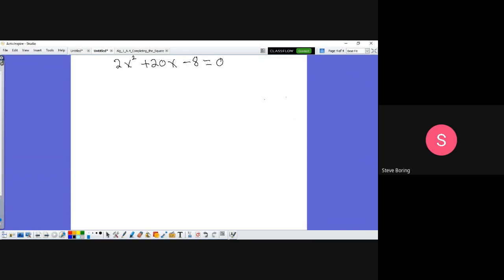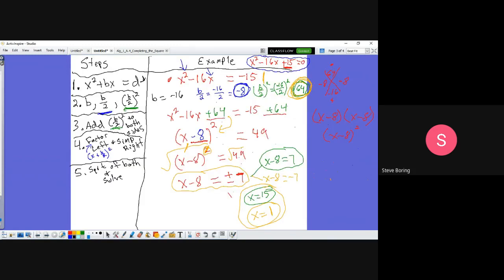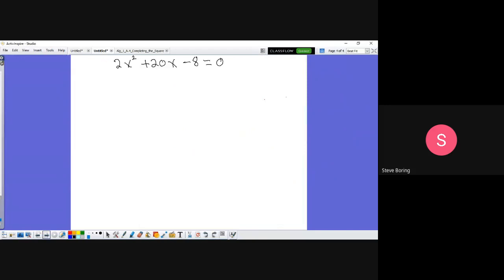And I'll flip back and forth here. So step 1, right there. We're going to make it look like that. So the leading coefficient has to be 1, and the constant has to be on the other side. So first of all, we don't have a leading coefficient of 1. That's the difference here. It's 2. So the first thing you do is divide everything by 2. So we're going to make it x squared plus 10x minus 4 equals 0. And that still keeps the equation equal because we divided everything by 2. 0 divided by 2 is still 0, so that's fine.